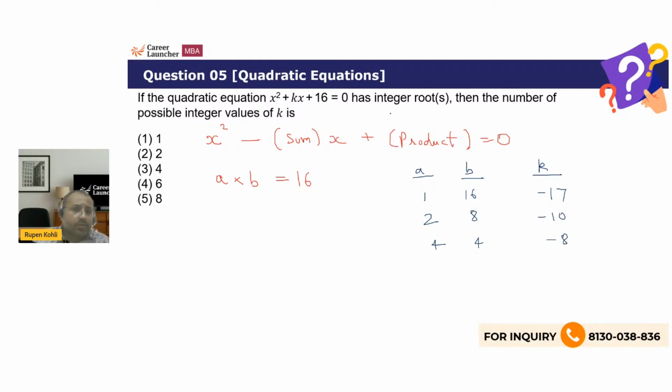But remember, the roots are integers, not positive integers, not natural numbers. So 16 can also be said to be the product of negative 1 and negative 16, in which case k will take the value of 17. Similarly, minus 2 and minus 8 is possible, 10. Minus 4 and minus 4 is possible, 8. So how many values do we have? We have 6 values, right? 6 values of k are possible such that the roots are integers, right? In the middle two cases, 4 and 4, the roots are the same. So that is why it is written integer root or roots, right?